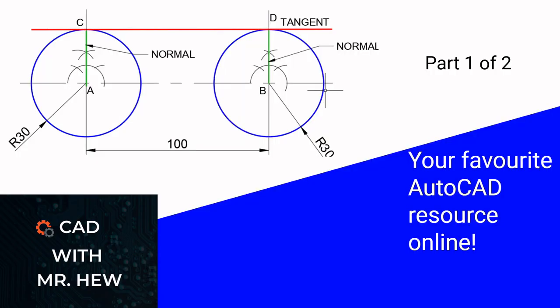In this video, we looked at the construction of a common external tangent to two circles of similar diameters. It is a series of two videos, and we have come to the end of part one covering how to construct a common external tangent to two circles of similar diameters. In the next video, part 2, we'll be continuing the construction of the tangent and normal.